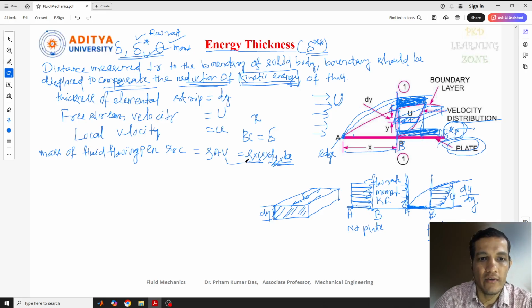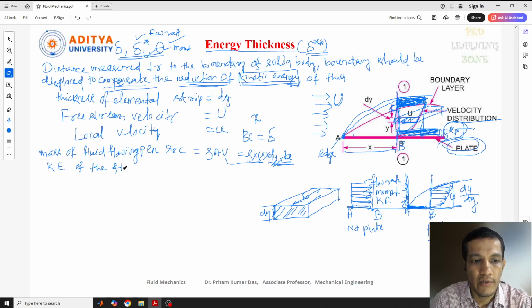Now next we need to find out the reduction. Reduction in what? Reduction in the kinetic energy. We know that the kinetic energy of the fluid is half m v square. So half, and m is the mass flow rate, the mass of fluid per second. That mass is rho u b dy, into u square.